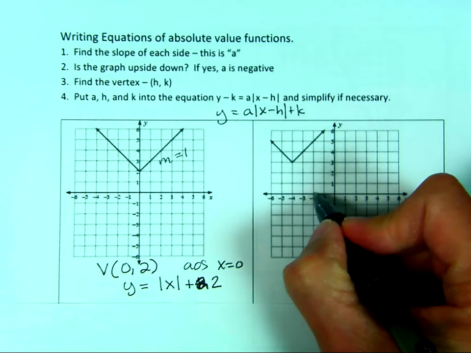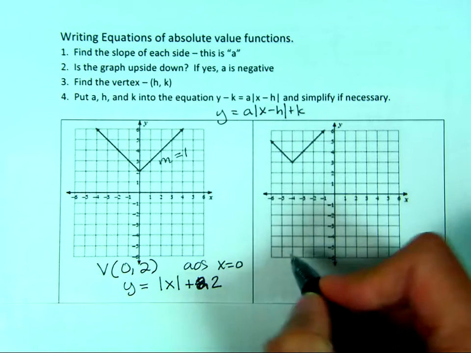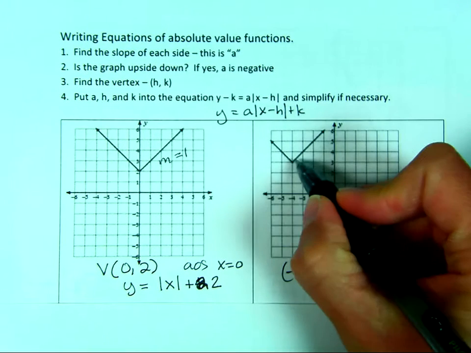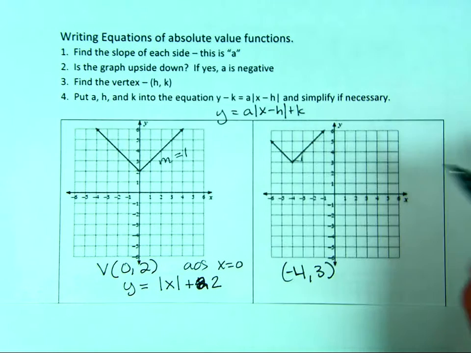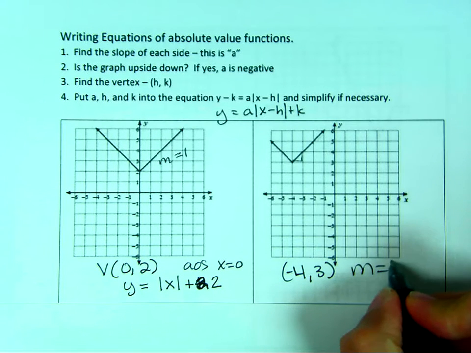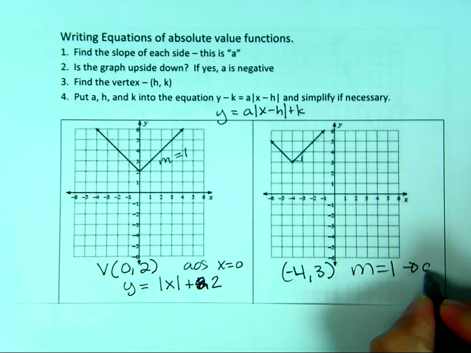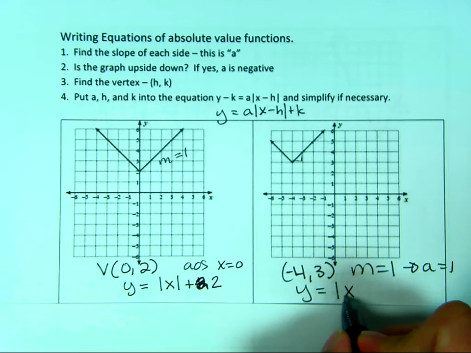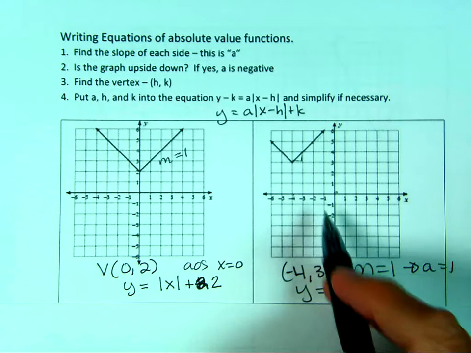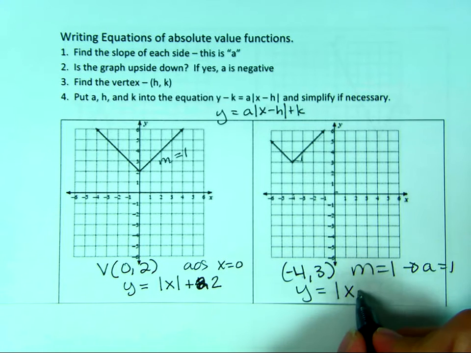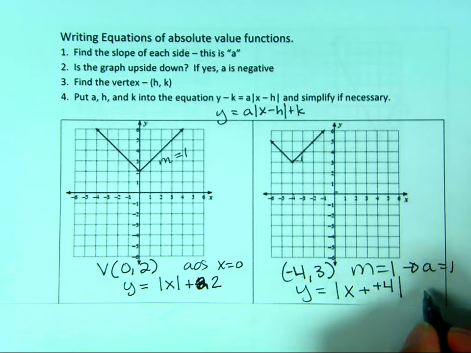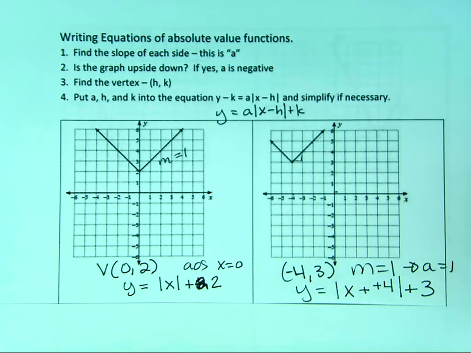What's our vertex? 1, 2, 3, 4, 1, 2, 3. So our vertex is -4, +3. Let's check out the slope again. Again, that's a slope of 1 over 1. My slope is 1, so I know a is 1, right? My slope is 1, a is 1. So here I go with my equation. x, now it moved left 4. This is my h. So remember, my formula says minus h, which means it's plus, because it was a minus a negative, and then it moved up 3, so that's my k. It would be plus 3.